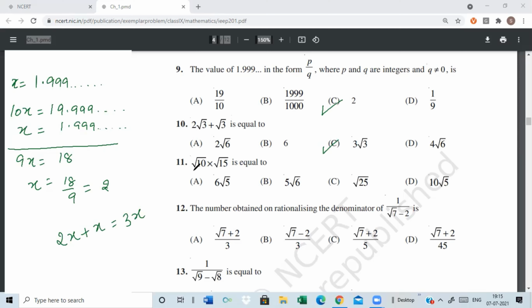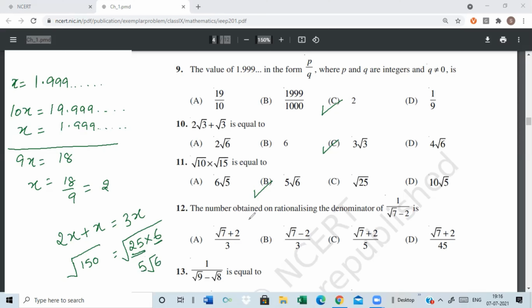Now we go to question number 11, root 10 times root 15, that is equal to root 150. But we have to simplify root 150. Now we can write this number as a part which is a perfect square and a part which is not a perfect square. We can write it as 25 into 6. Square root of 25 is 5, so we'll write it as 5 root 6. So the answer is 5 root 6. So what we basically do here is multiply them inside the roots, then separate the perfect square part from the non-perfect square part, and then take the square root of the perfect square part, right?